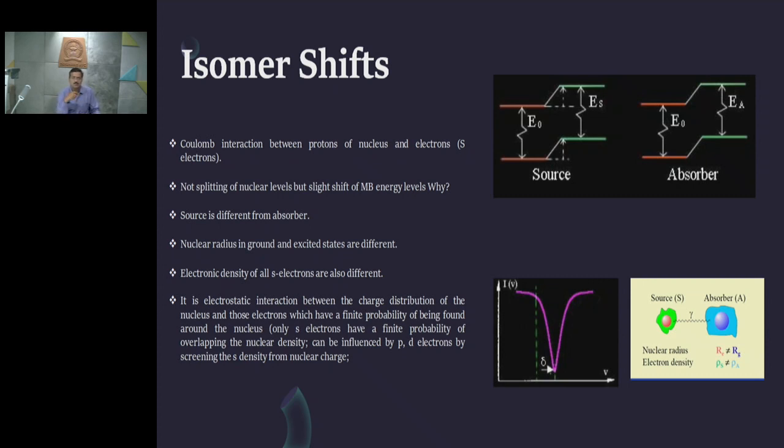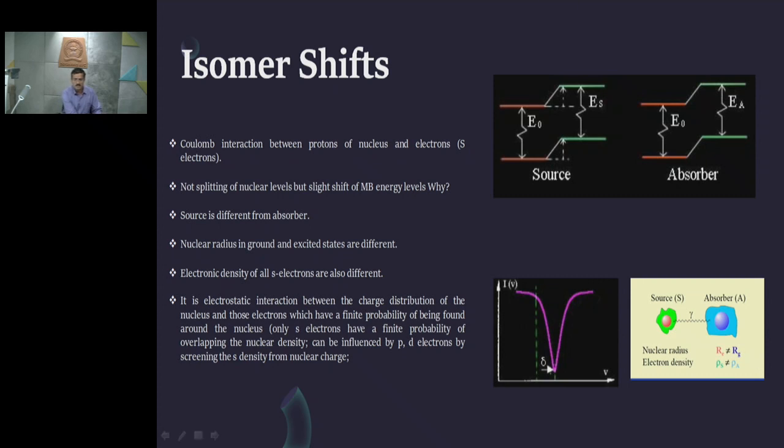The isomer shift is observed due to the Coulombic interaction between the proton of the nucleus and the electron, basically the S electron. The question is why this slight shift of the Mossbauer energy level would happen even though the nuclear energy level has not split. The Mossbauer spectrum shift is observed because the source is different from the absorber. This is one case. Another case is that the nuclear radius in its ground and excited state would be different. The third is that the electron density of all S electrons is also different.